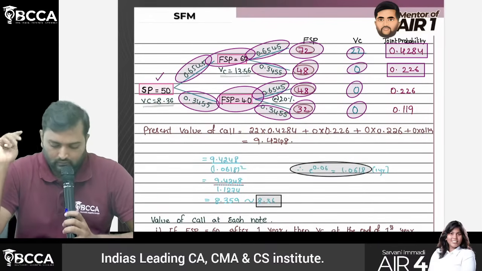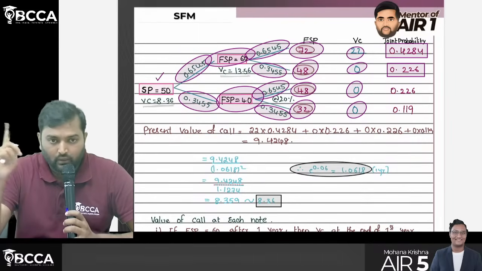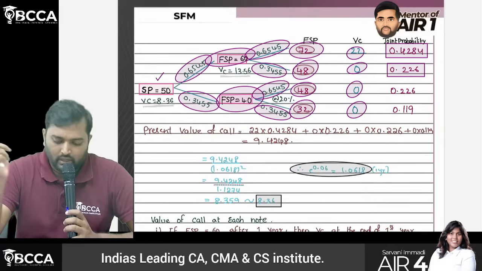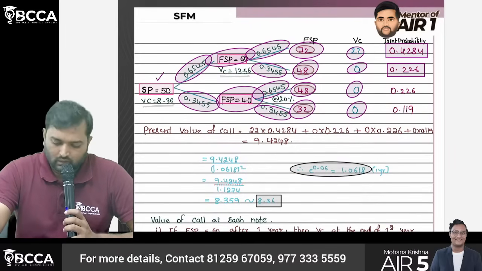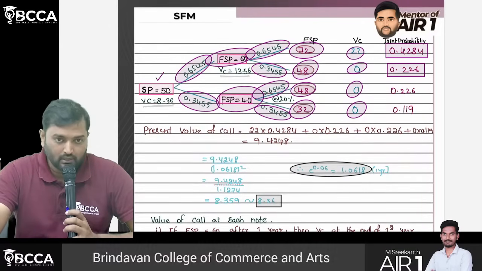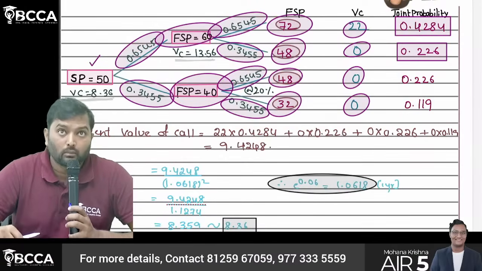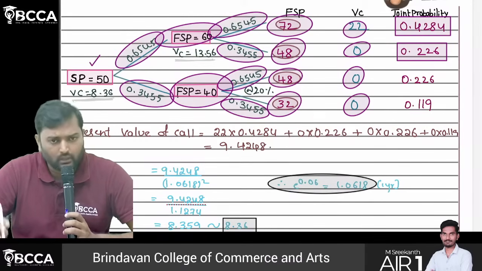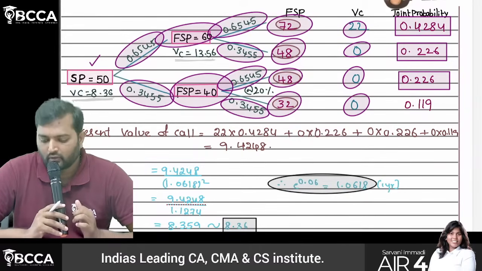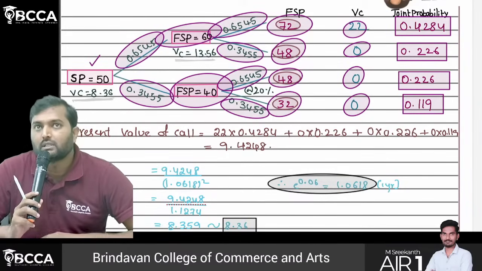Okay. Next path is 50 to 60, 60 to 48. What is the probability of that path? 0.6545 into 0.3455. So 0.226. Third path probability: 0.3455 into 0.6545, so 0.226. And the next path: 0.3455 into 0.3455. So what is the joint probability? 0.119 is the joint probability.